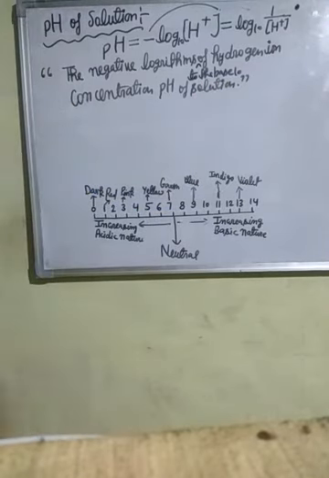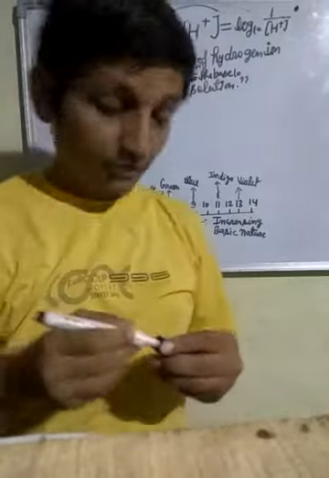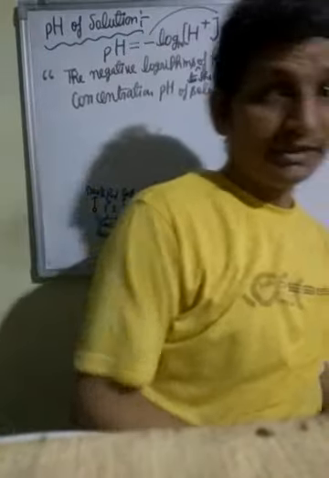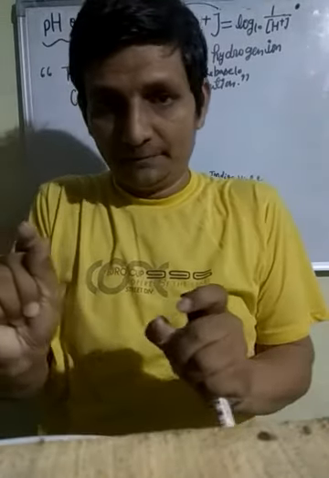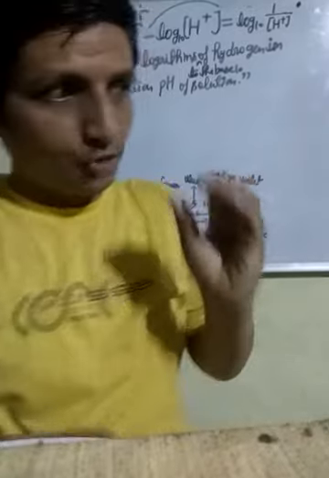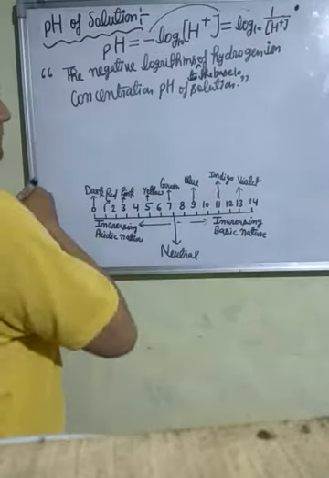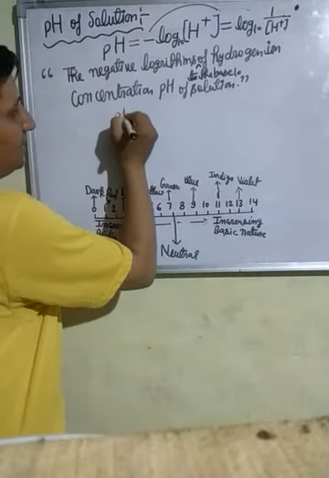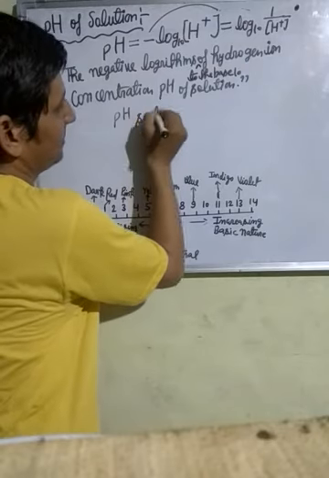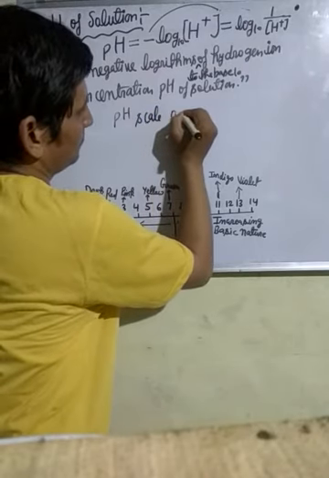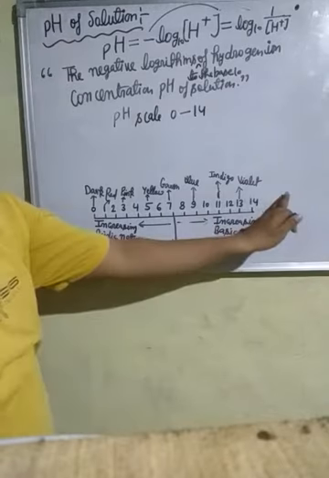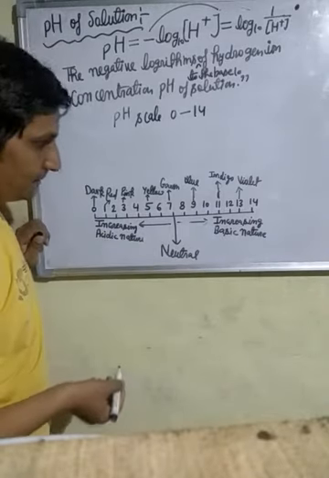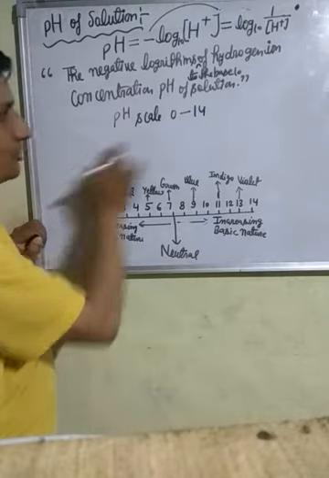Okay, students. Now after this I am telling you some important points related to the pH scale. The normal pH scale contains numbers 0 to 14. So look here, this is a pH scale, and I am telling you some important points regarding the pH scale.